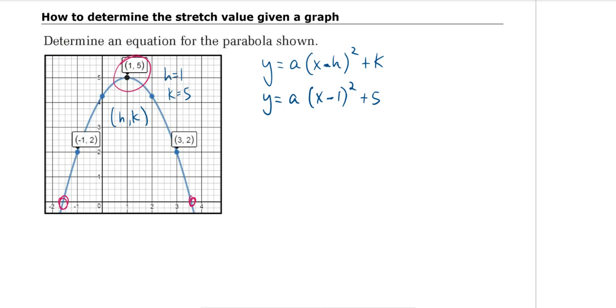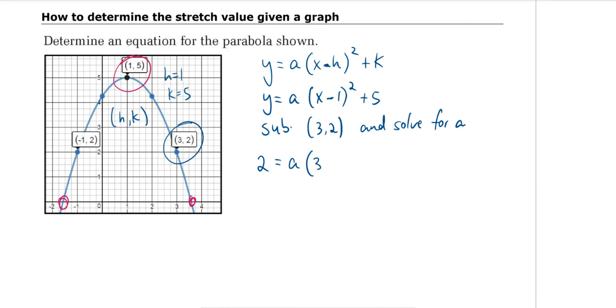Well, I could solve for a if I substitute a known point. Now, I can't use the vertex since I already used it here for h and k. So I'll use another point. So I'll use this one given here, that's 3 and 2. So I'll substitute 3 and 2 and solve for a. So my y value will be 2 equals a times x will be 3 minus 1 squared plus 5. Okay? Then you solve for a.